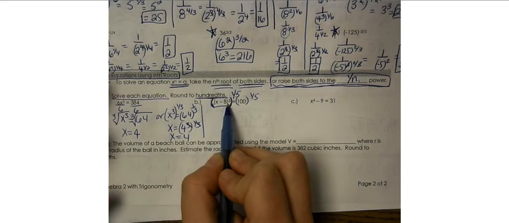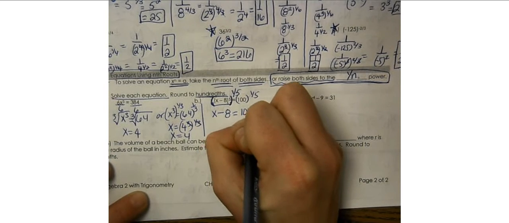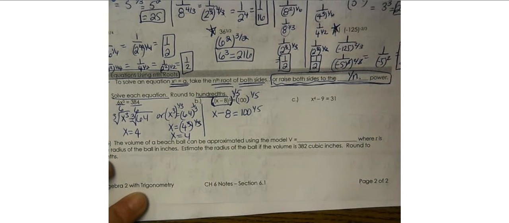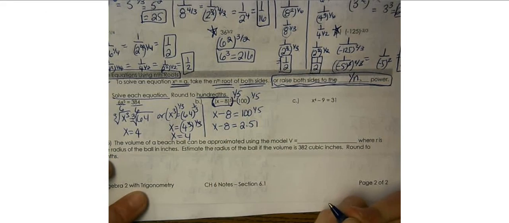The reciprocal of 5 over 1 is 1 over 5. And that's going to leave us with x minus 8 is equal to 100 to the 1/5 power. And 100 to the 1/5 power is equal to 2.51. So now I'm going to add 8 to both sides, and I end up with x is equal to 10.51. And that is my answer.